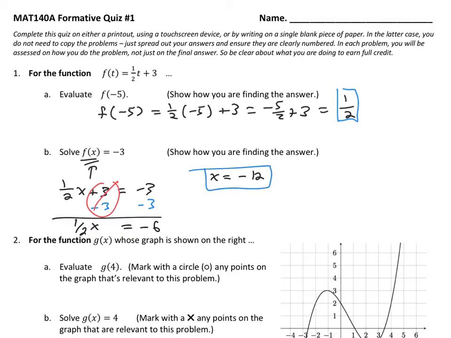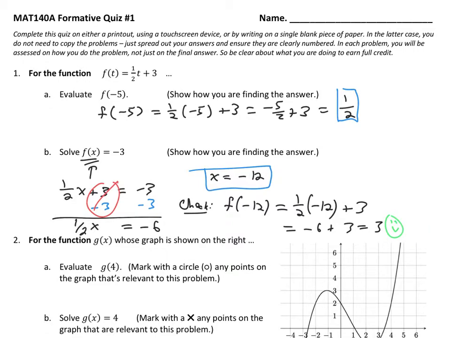And if I want to check, I would say this is because f of -12 really is -3. So this is me just checking. f of -12, just like in 1a, is 1/2 times -12 plus 3, which is -6 plus 3, which is -3, which is what it's supposed to be. So when the input is -12, the output is -3. So I've solved this problem.